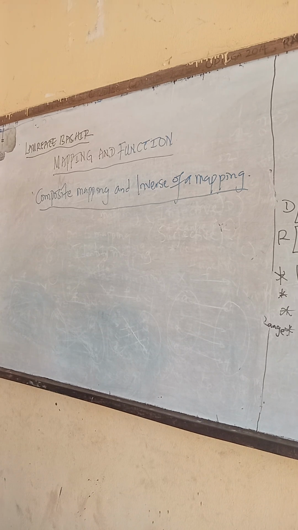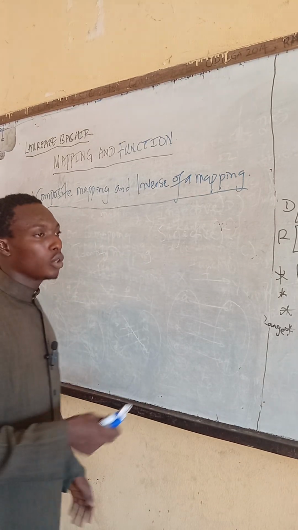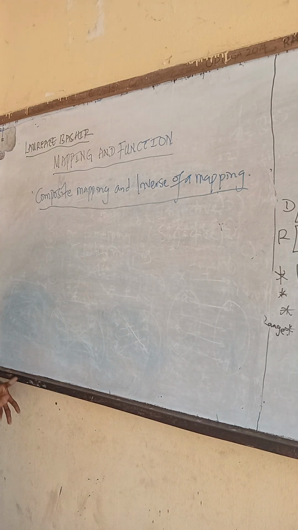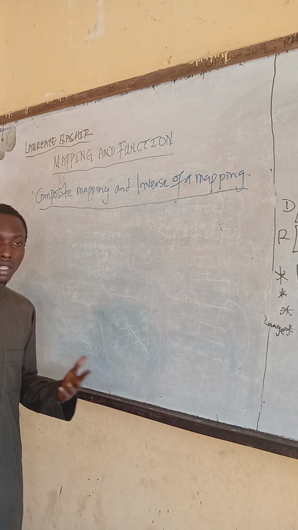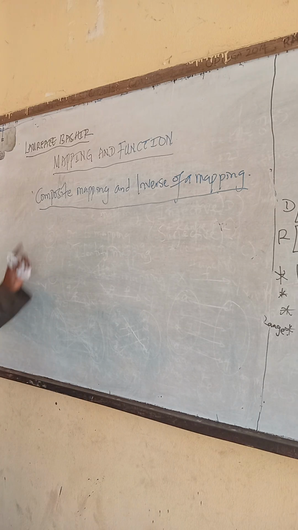So alright, let's continue with the mapping and function. What we want to consider now is composite mapping and inverse of a mapping. In our previous video, we talked about the preambles to mapping, all the definitions of function and relations, the definitions of mapping and the examples under it, the definitions of domain, codomain and range, and also types of mapping. So now we want to see composite and inverse mapping.